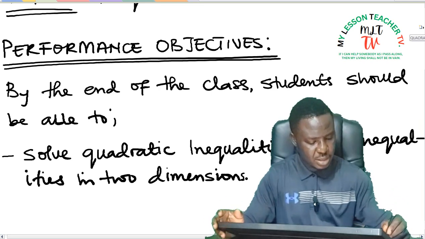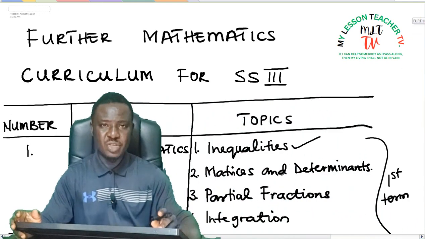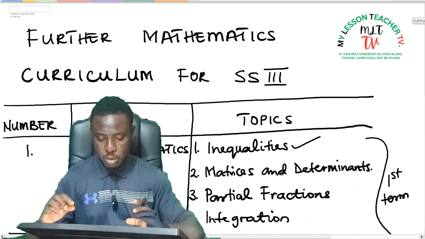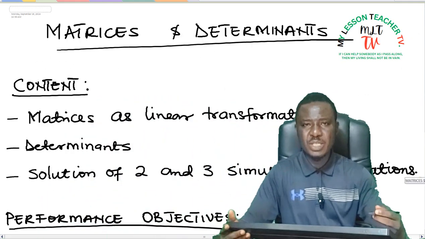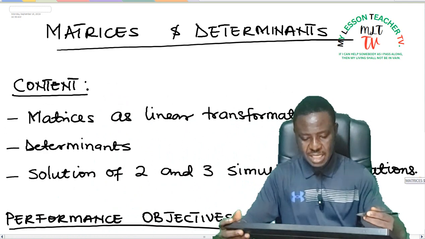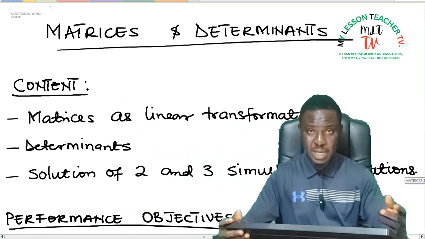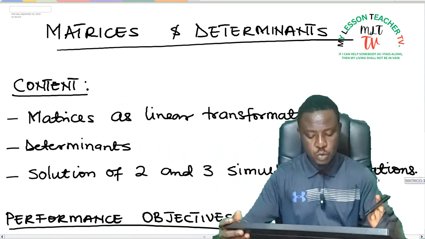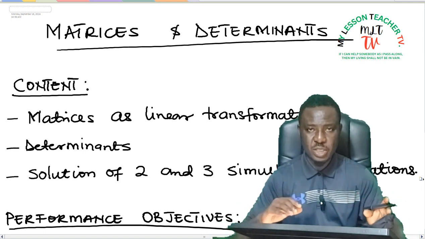So in today's class, we shall take the second topic, which is on matrices and determinants. This is said to be the second topic on SS3 Further Mathematics. Now, what are we going to be discussing under matrices and determinants? We shall look at matrices as linear transformations. We shall also look at determinants, what we mean by determinants. And thereafter, we shall use that to find the solution of 2 and 3 simultaneous equations. Yes, that is the essence of matrices.